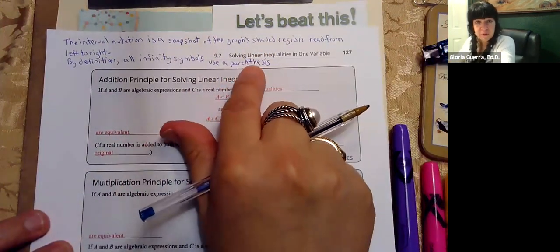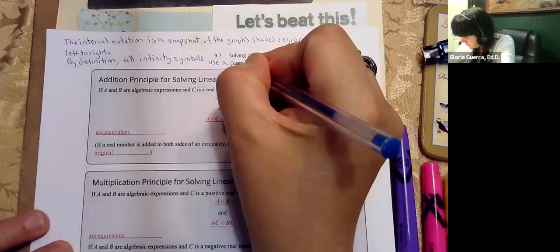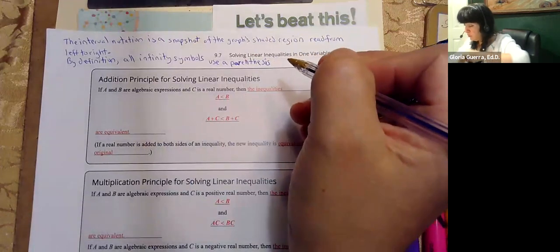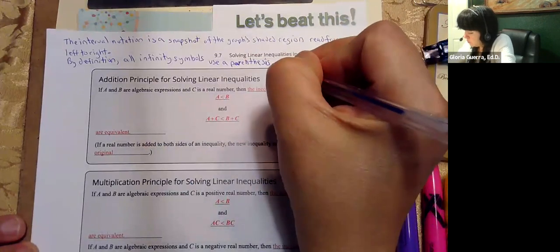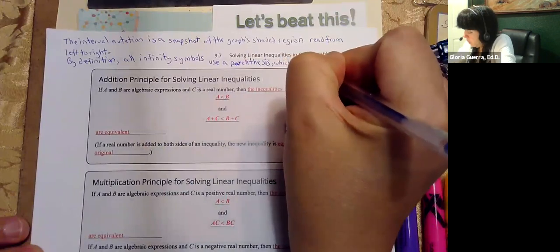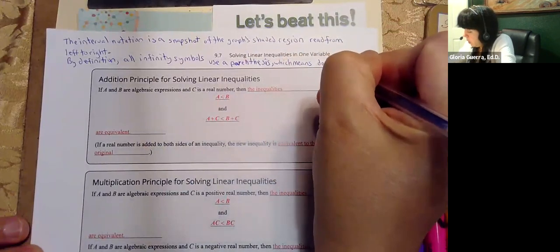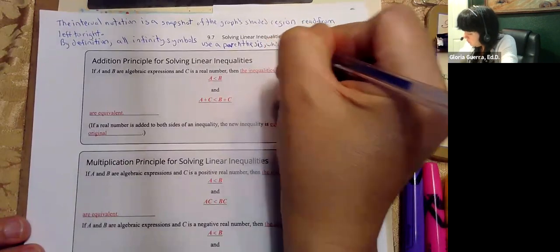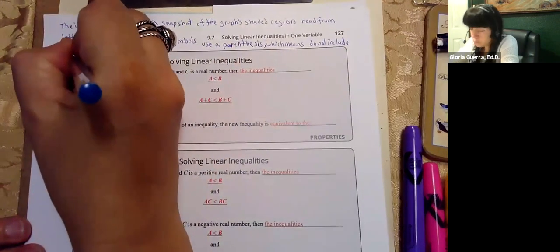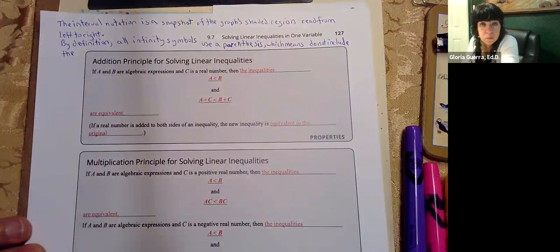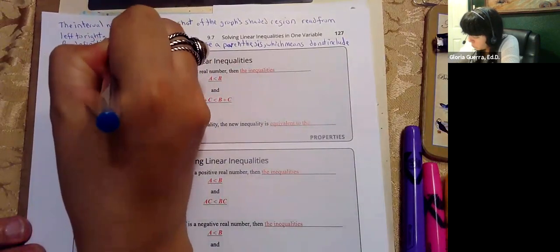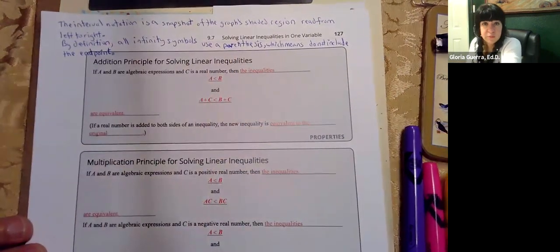So I'm not sure, I might have misspelled parentheses, but that's what this says, parentheses. By definition, all infinity symbols use a parenthesis, which means do not include the endpoint. Yeah, so when you have parentheses, it means you don't include the endpoint.